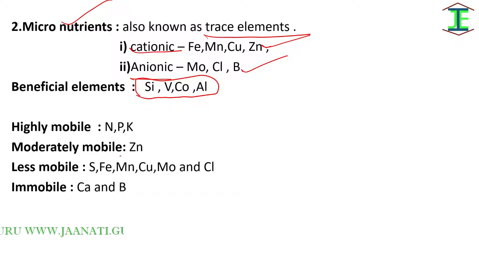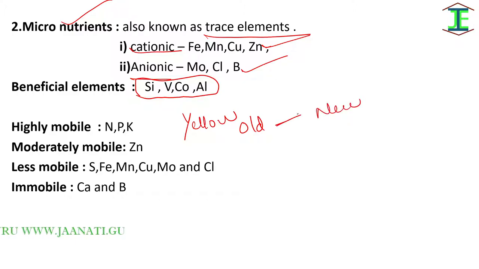Based on mobility, these essential elements are classified into highly mobile, moderately mobile, less mobile, and immobile. Mobility means that when the leaves are old, they become yellow. Mobile nutrients are transferred from the older leaves to the new leaves. Immobile nutrients remain in old leaves only, so the deficiency shows there.